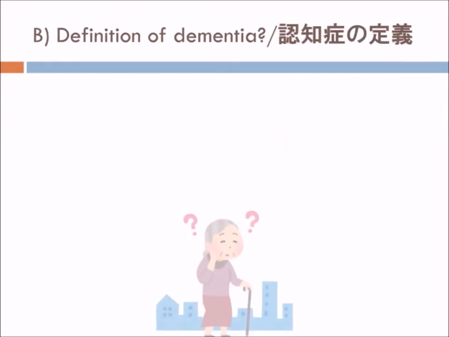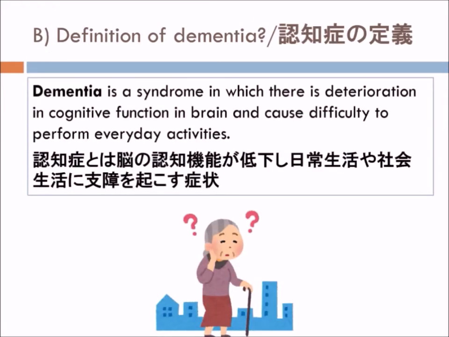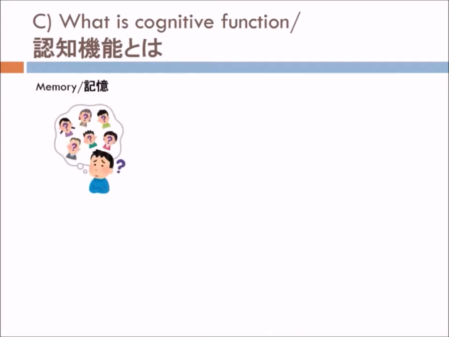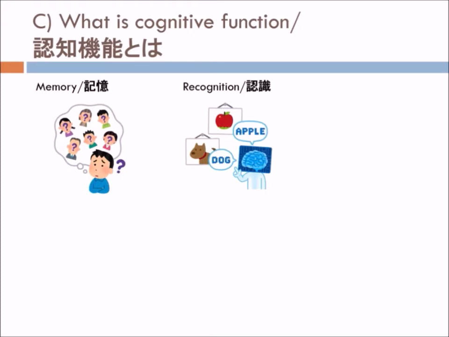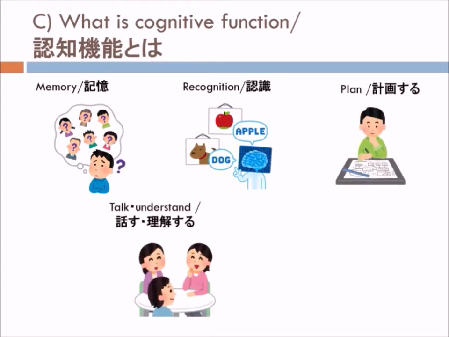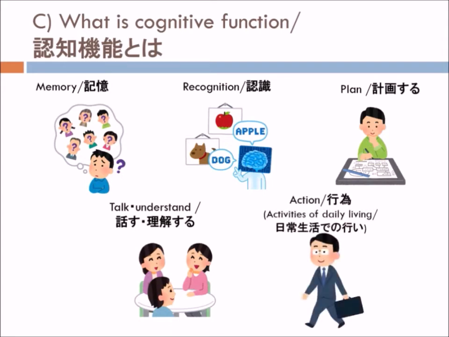Definition of dementia. Dementia is a syndrome in which there is deterioration in cognitive function in the brain and it causes difficulty in performing everyday activity. What is cognitive function? Memory, recognition, plan, talk, and understand. Action, activities of daily living.